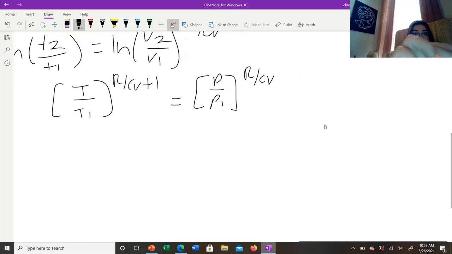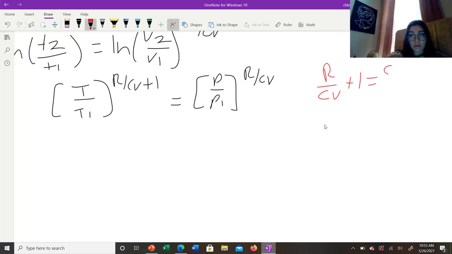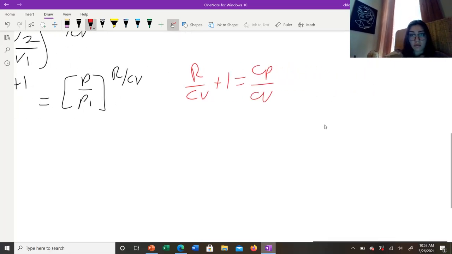So from here, we're going to do a little definition. We know that r over cv plus 1 is equal to cp over cv, which is equal to gamma. So from now on, all of our exponents are going to be in relation to gamma instead of in relation to r and cv and plus and minus 1, because it's going to get a little confusing. So we're just going to go ahead and start calling it gamma.